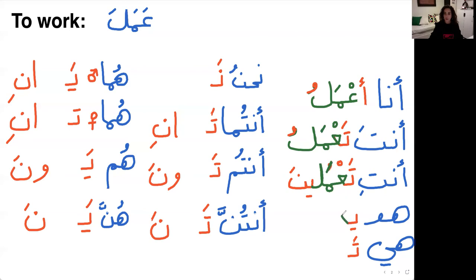هو يعمل. So يا, again ع with sukun, fatha, dhamma. هو يعمل. He works. هي تعمل. Again, exactly the same logic. Sukun, fatha, dhamma. هي تعمل. نحن نعمل. Repeat. نحن نعمل. We work.